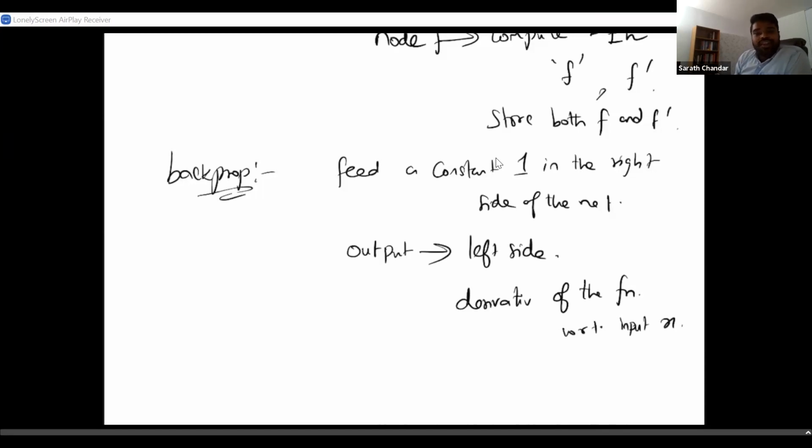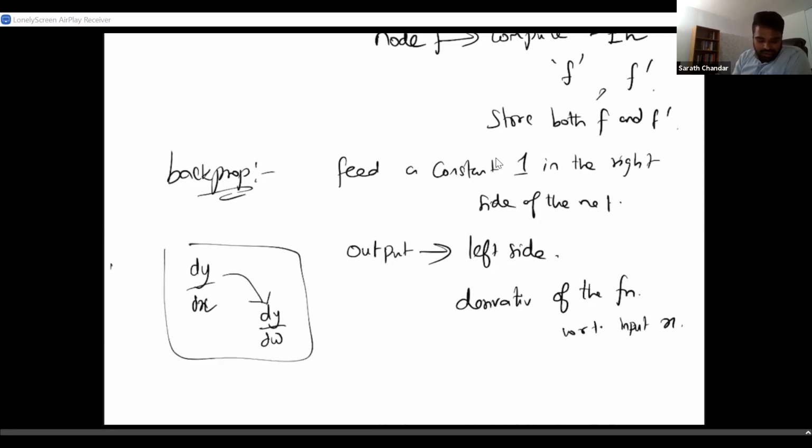Fine. So remember that what we actually care about is not dy by dx. Can someone tell me what we actually care about? We don't care about dy by dx. So what do we care about? What's the gradient that we are interested in? Yeah, so right. We care about dy by dw, right? So we can easily get dy by dw from dy by dx. Okay, so we are going to see how to do this later.